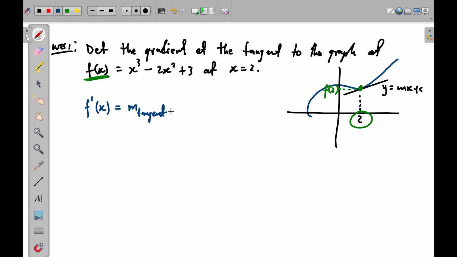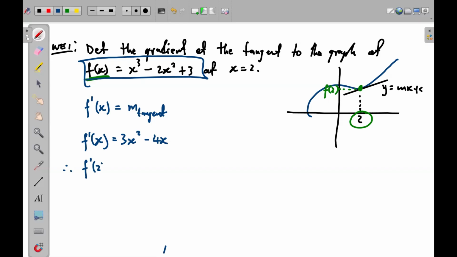So let's find the first derivative. We know how to differentiate by now. So the first derivative will be 3x squared minus 4x. That's it. Now, I must substitute what? 2. So f prime of 2 is equal to 3 into 2 squared. And please take note how I use brackets here. It is very important because when it's negative numbers, if you don't use brackets, it's going to cost you.